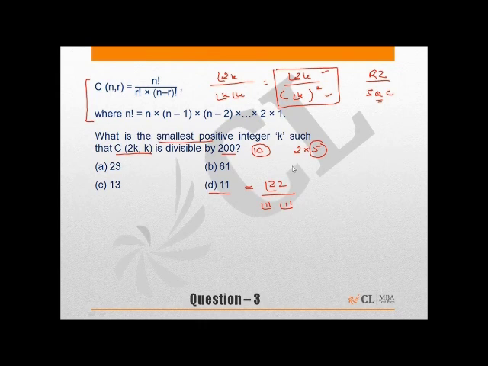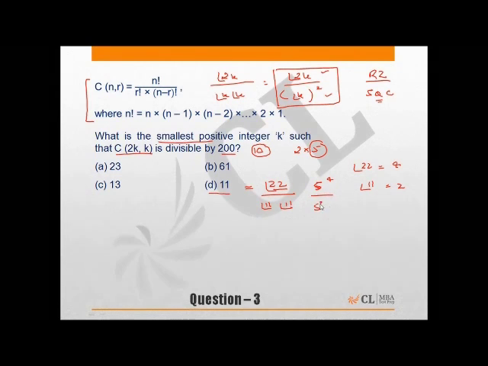Highest power of 5 available in 22 factorial will be equal to 4, and highest power of 5 available in 11 factorial will be 2. So what will we get out here? On account of 22, we will have 10 to the power of 4 or 5 to the power 4, whichever way you want to call it. So power of 5 will be 4 in the numerator and power of 5 will be square into square, because 11 factorial into 11 factorial, which will again be 4.